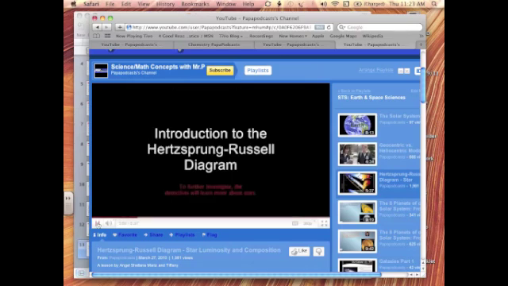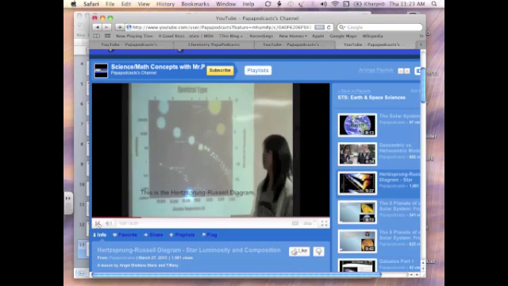To further investigate, the detectives will learn about stars. This is the Hertzsprung-Russell diagram.